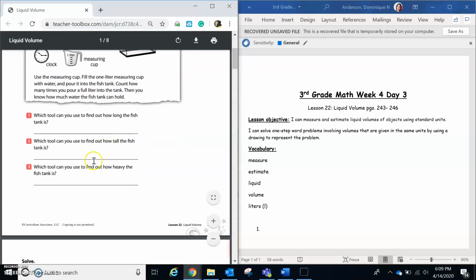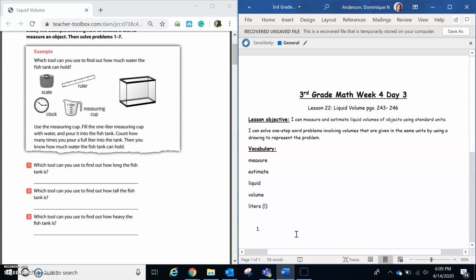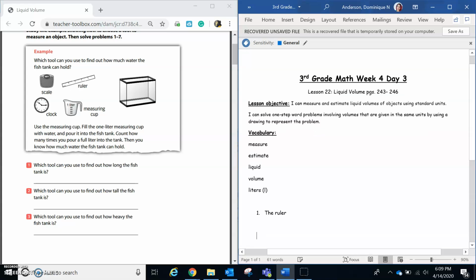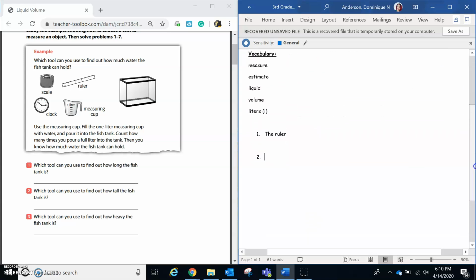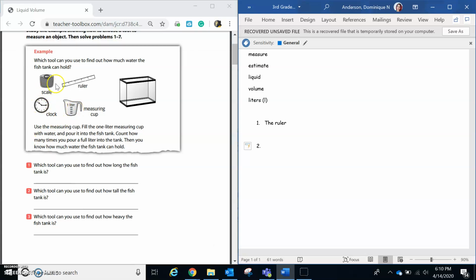So let's get started. It says, which tool can you use to find out how long the fish tank is? If we remember, we just went over all these different tools. Which tool would we use to measure the length of the fish tank? If you said ruler, you are correct. All right, number 2. Which tool can you use to find out how tall the fish tank is? Again, if we're looking at our tools, which one of these would tell us how tall it is? The ruler is correct again.